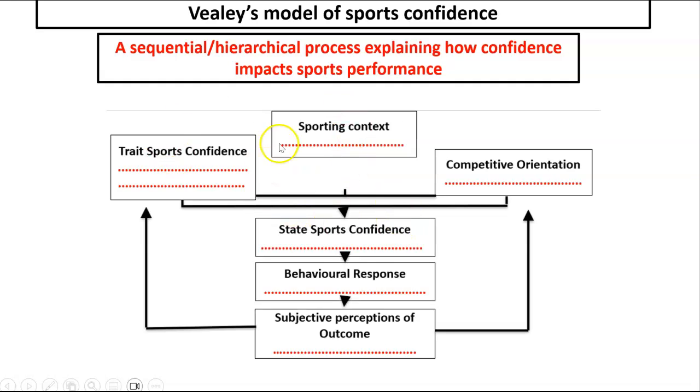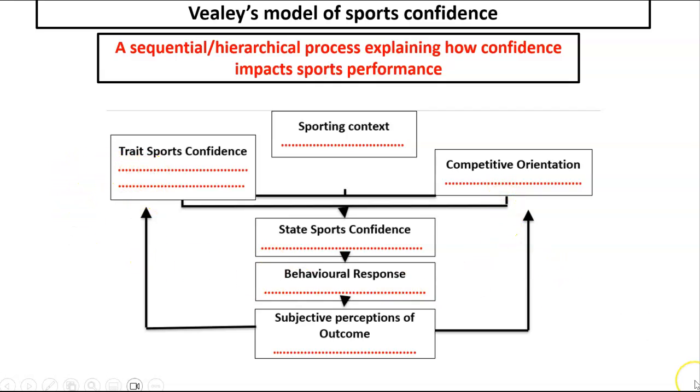So if you can see it here, what I'm talking about is we have three things at the top. Trait sports confidence, we'll have a look at in a minute. The sporting context, e.g. the skill that you're going to perform, and the competitive orientation, how competitive someone is. Those three things will interact and will then directly impact state sports confidence, which will then directly impact behavioural response, which will then directly impact subjective perceptions of outcomes. And as a result of that, they will then either increase or decrease competitive orientation and trait sports confidence.